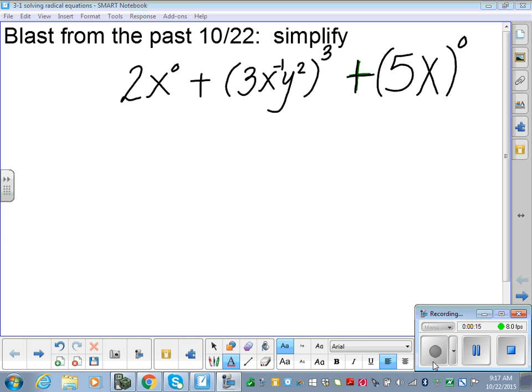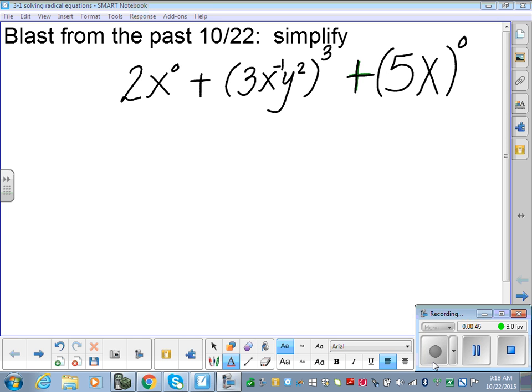Any base raised to the 0 power is equal to, not 0, what's it equal to? 1, okay? Any base raised to the 0 power is equal to 1. We also know when you multiply the same base, then you can add your exponents. If you're dividing the same base, you'll subtract your exponents. You subtract the top from the bottom. Then we know if we have a bunch of stuff that have powers and we're raising it to another power, then we multiply our powers. Raise a power to a power and we multiply the powers.